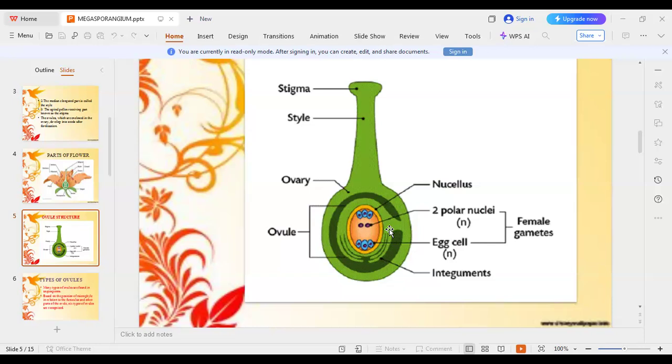The integuments surround the embryo sac, a large oval cell lying embedded in the nucellus towards the micropylar end. The center portion has the embryo sac. This makes the most important part of the mature ovule, because it is the embryo sac which bears the embryo later on. So this is the complete ovule structure.